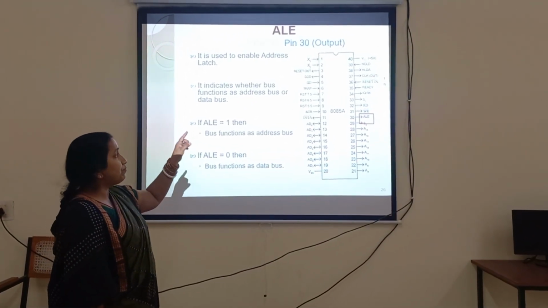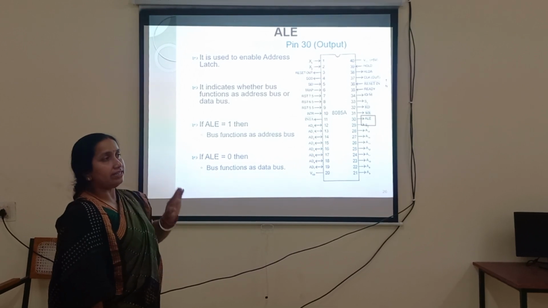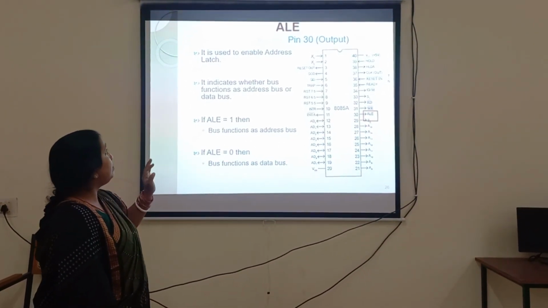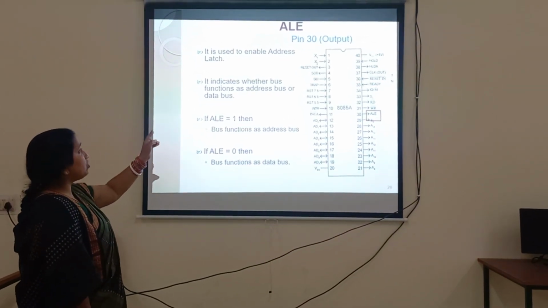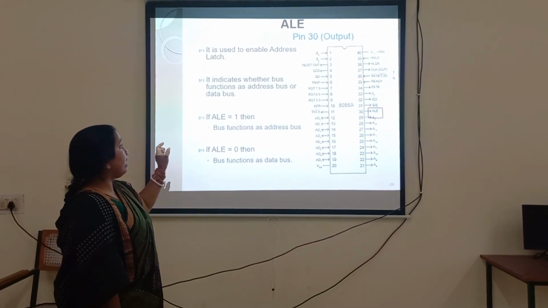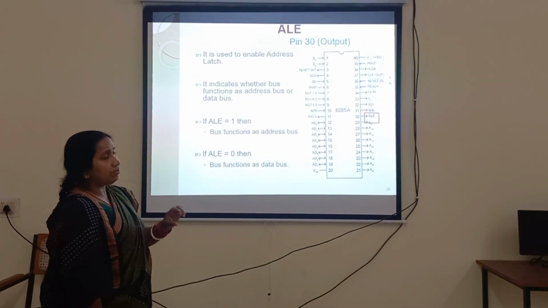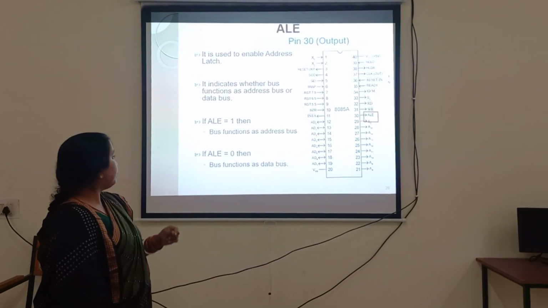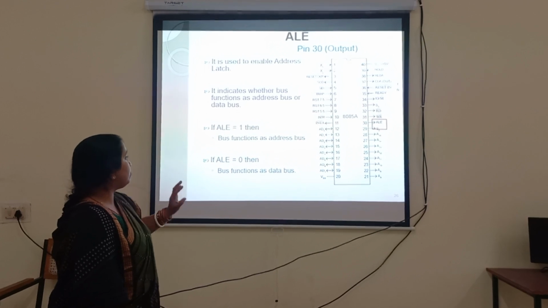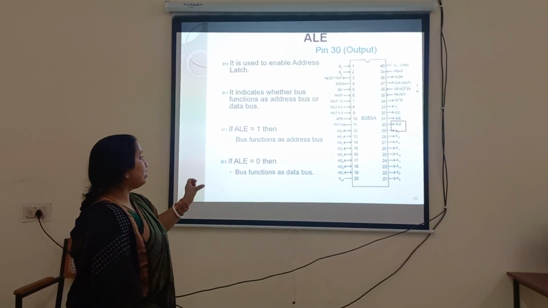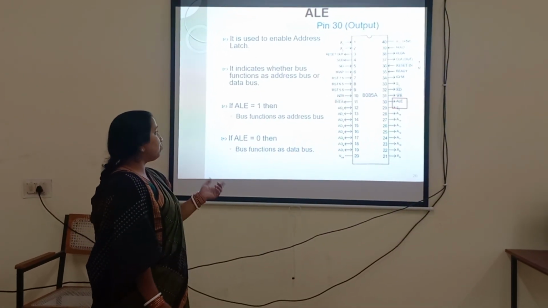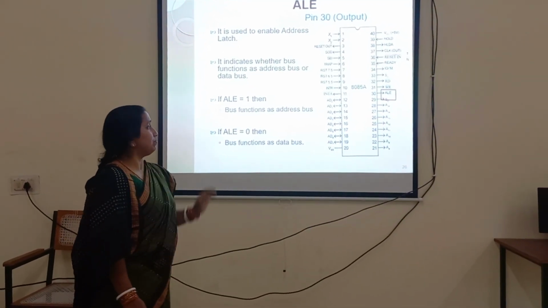Then ALE, which is used to demultiplex the address and data of AD0 to AD7. This is address latch enable, which indicates whether the bus functions as an address bus or a data bus. When ALE equals 1, the bus is acting as an address bus. When ALE equals 0, we can consider the AD0 to AD7 bus as a data bus. When it is 1, we consider it an address bus.